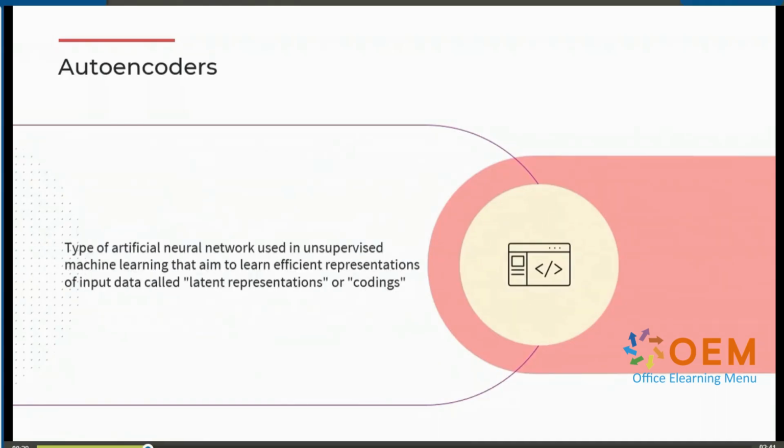Autoencoders are a type of unsupervised learning technique. They work with unlabeled data. Their objective is to learn efficient internal representations, called latent representations or codings, of input data by compressing and then reconstructing the input as accurately as possible.